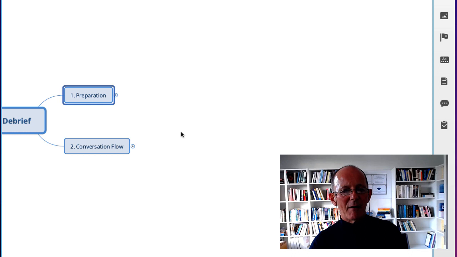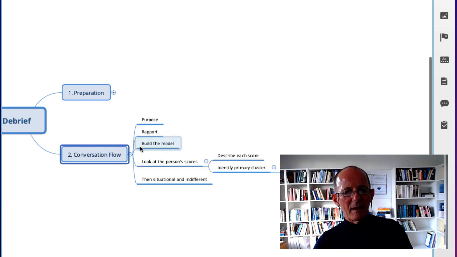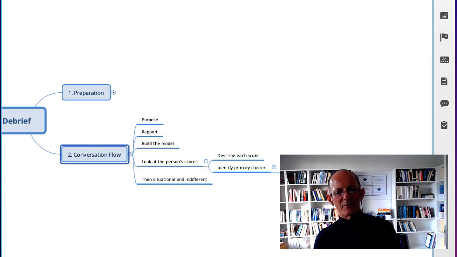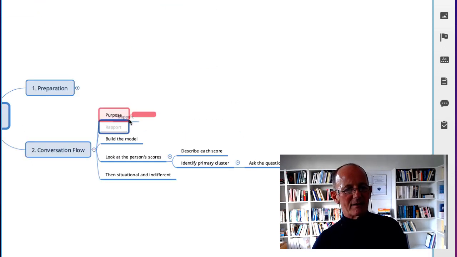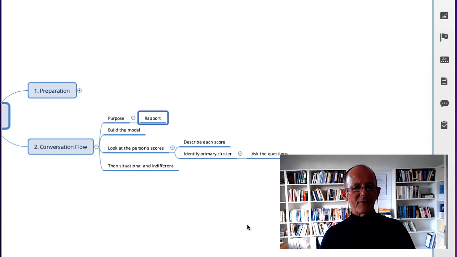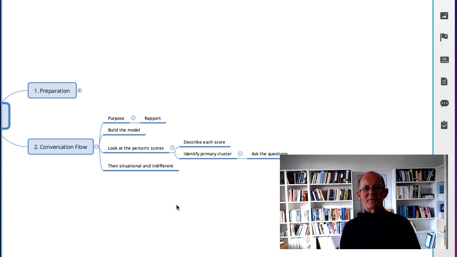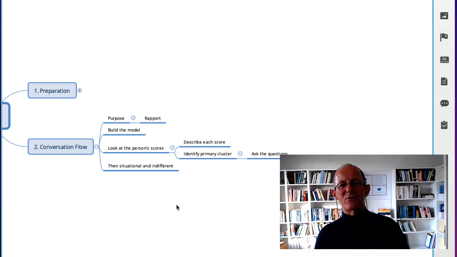In terms of the conversation flow, it really has a few simple steps to it. And I could probably consolidate two of these here and say the first area you focus on in the conversation is building rapport and establishing purpose. So you can say to somebody, why are we here today? What are we hoping to get out of this? You're trying to put them at ease. You're trying to explain to them that there's no good or bad, no right or wrong.